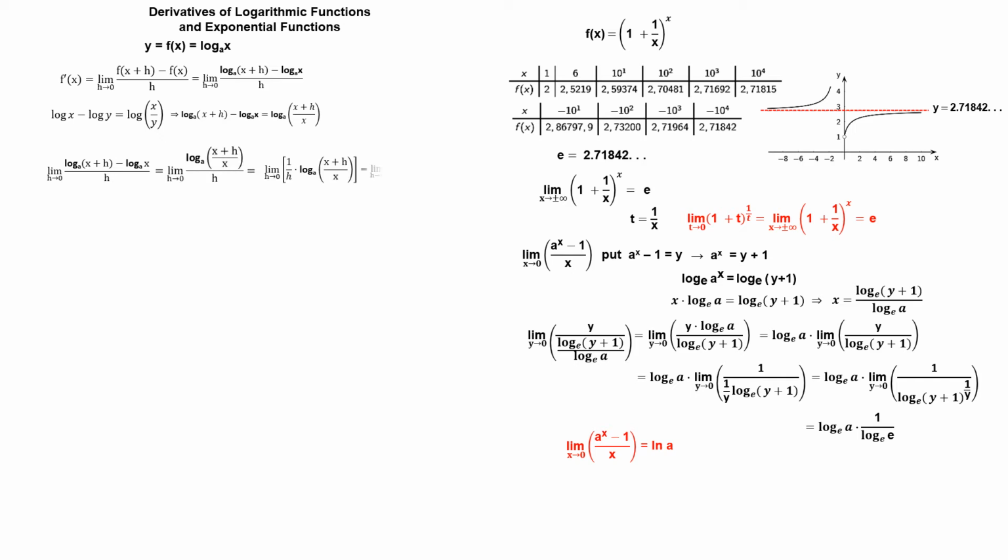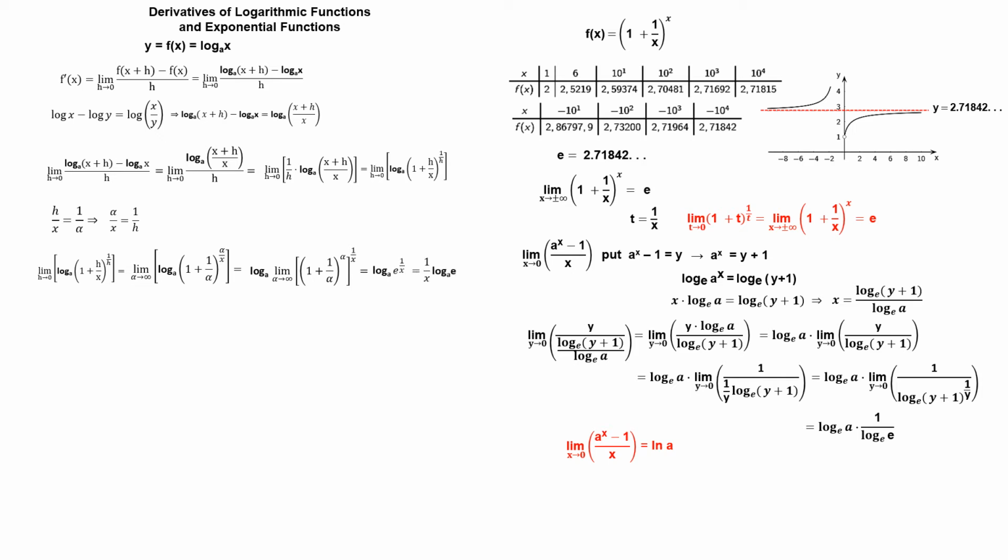We make the substitution, and we can see that as h approaches 0, alpha approaches infinity. We now use the limit on the side together with the change of base formula for logarithms. The derivative of the logarithmic function with arbitrary base a is simply 1 divided by x times the natural logarithm of a. If a equals e, we obtain the natural logarithm, the derivative of which is expressed by the formula.